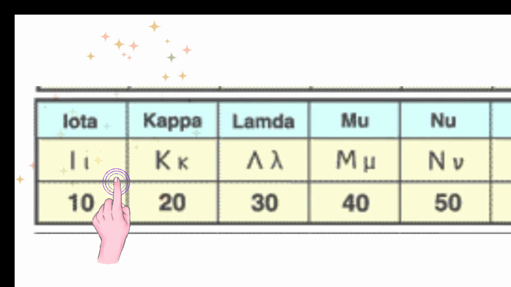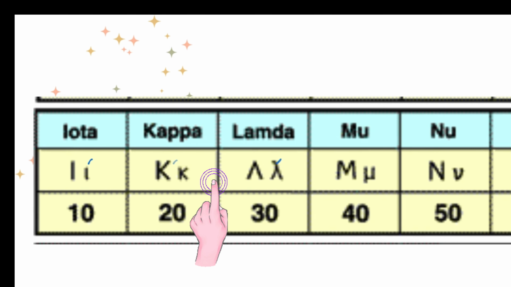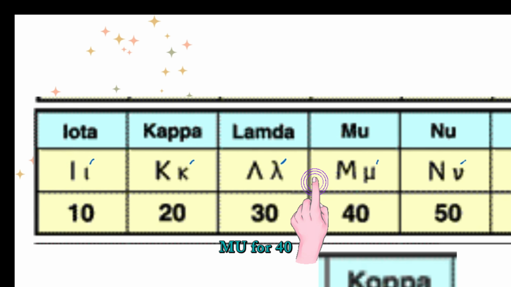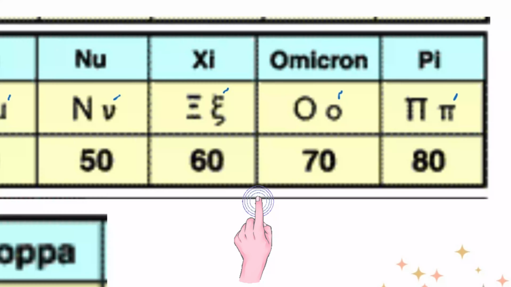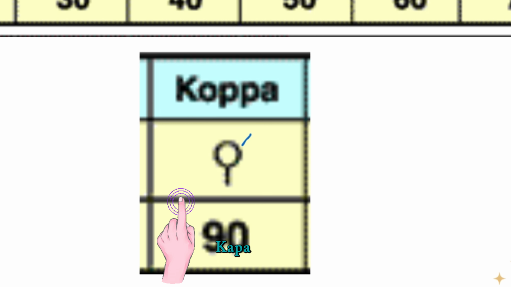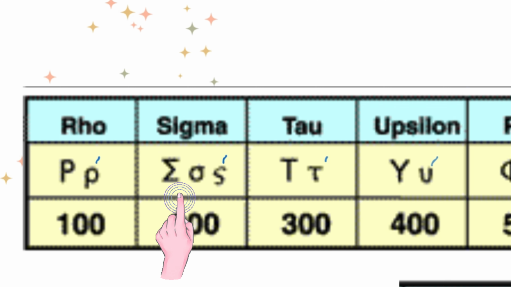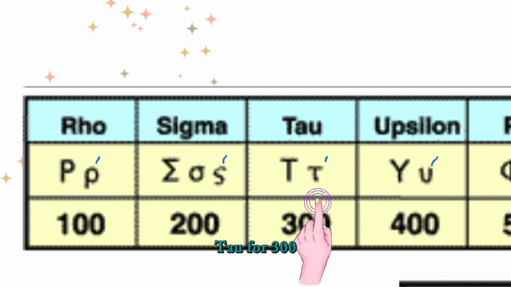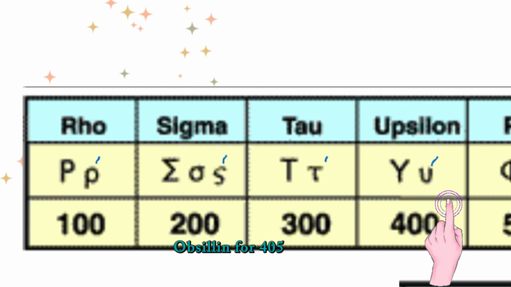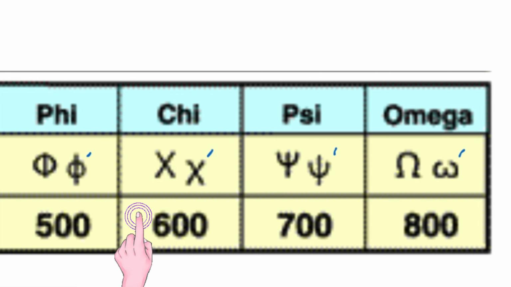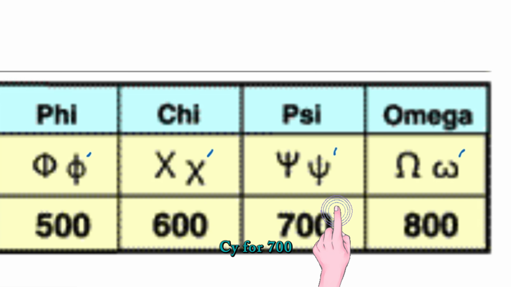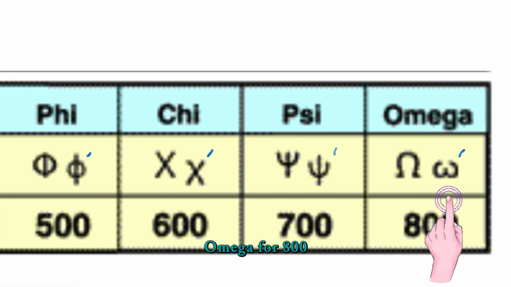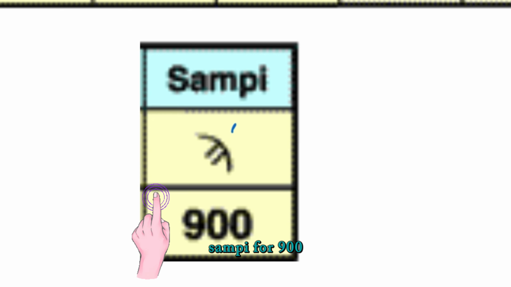Iota for 10, kappa for 20, lambda for 30, mu for 40, nu for 50, xi for 60, omicron for 70, pi for 80, koppa for 90, rho for 100, sigma for 200, tau for 300, upsilon for 400, phi for 500, chi for 600, psi for 700, omega for 800, sampi for 900.